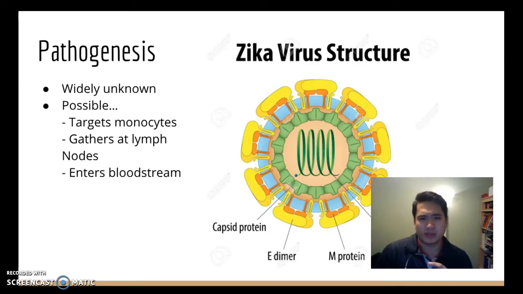Here's a more specific structure of the virus. We can see the E dimer in yellow here and the M protein. These are both proteins used to recognize the Zika virus in the body. These two proteins are thought to have some kind of function and attachment to the host cells.